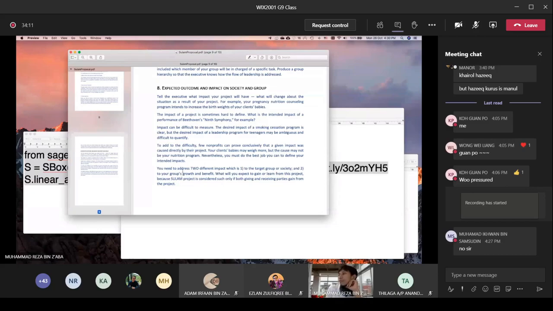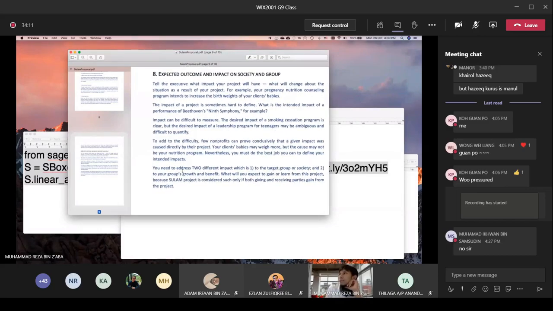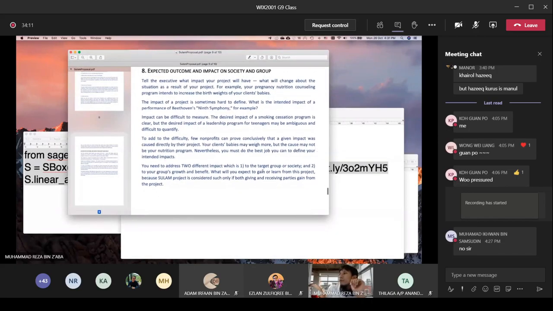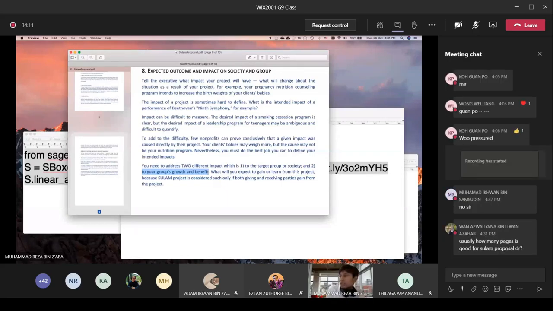The group. Okay, the impact on society. So what's the impact to the target group or the society that you engage with? And what is the impact to your own group? What's the impact of the project to your own group? Okay. So whatever impact that you have, put it in this particular section.